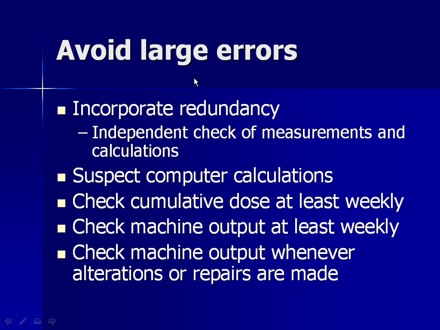So this is George's advice: avoid large errors. Certainly we want to incorporate redundancy, and what we've learned from those instances that I've just mentioned is that an independent check seems to be one of the most important things. Always suspect computer calculations. You want to check accumulated dose. You want to check machine output, and you want to check machine output whenever alterations or repairs are made. So these are good words to live by.